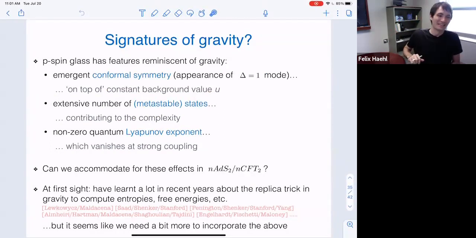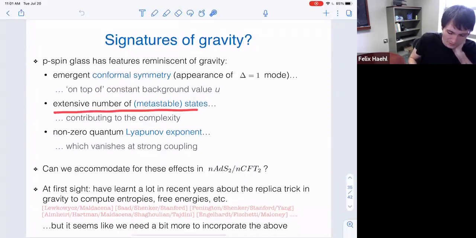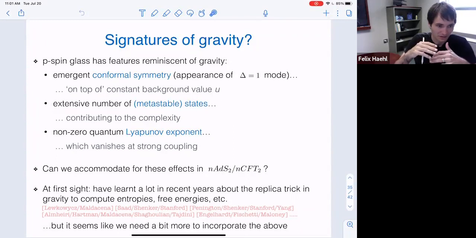Well, the thing is, we don't have a story here anyway. These are just some speculations for what a gravitational description might look like. What I tried to argue in this talk is that we have some features in this model that remind us of gravity and that suggest that there should exist such a description. So in particular, there was this emergent conformal symmetry and this marginal operator that described the scaling solution. And we had this extensive number of metastable states that's counted by this entropy-like quantity. It's called the complexity.